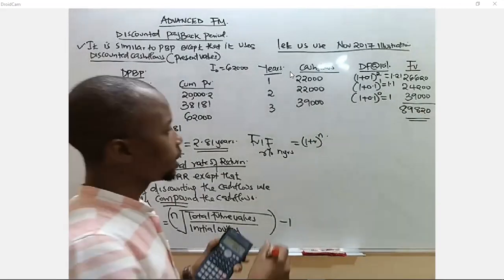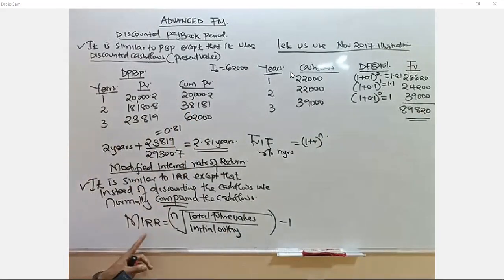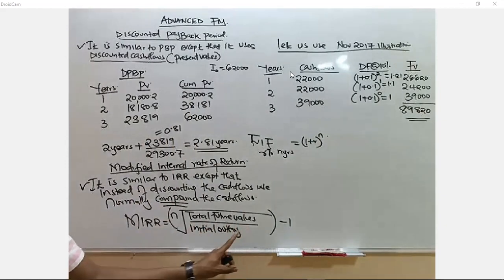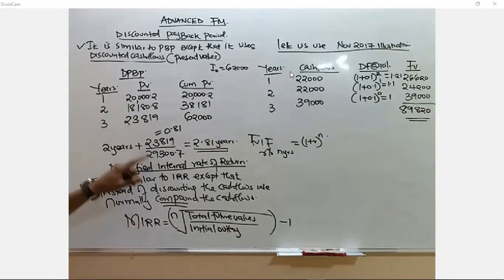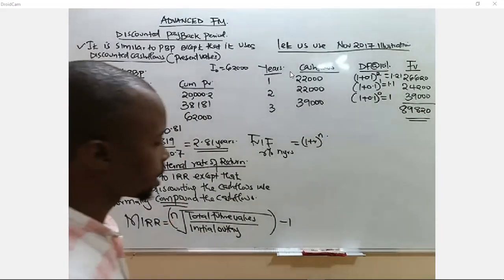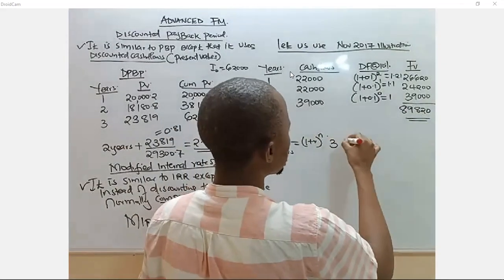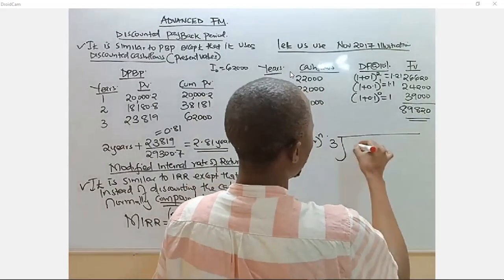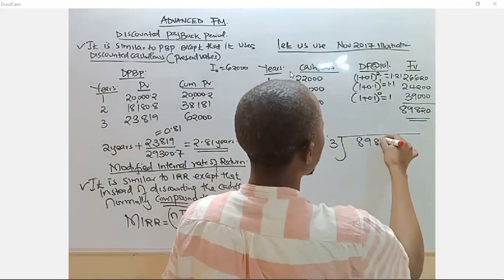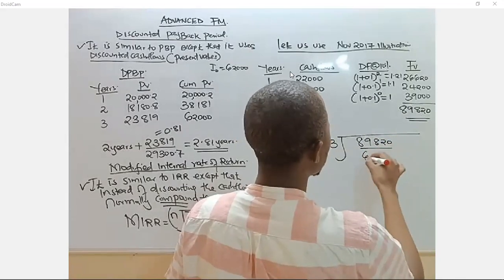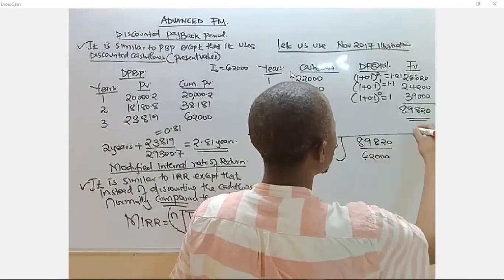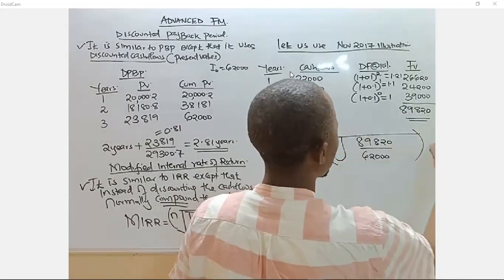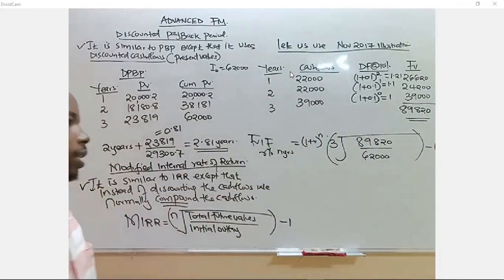Now, in this case, we have said to get MIRR, we take the total future values and divide by the initial outlay. We look at the number of years. Our N is 3 because our project takes only 3 years. So we take the 3rd root of 89,820 divided by 62,000. Once we complete all this, we subtract 1.